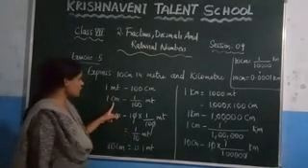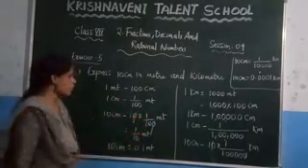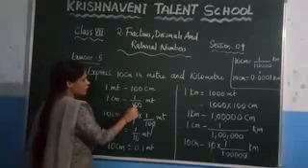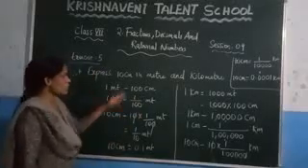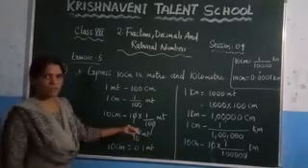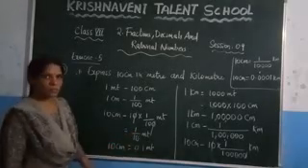Since we got the relationship between the centimeters and the meters, you know that 1 centimeter is equal to 1 by 100 meters. Now what is the value of 10 centimeters? Just multiply with 10, so that you are getting 0.1 meters.